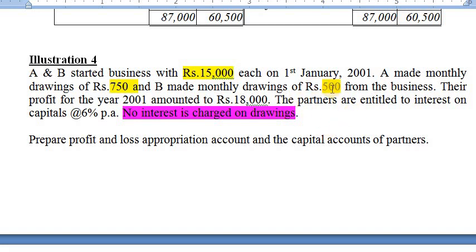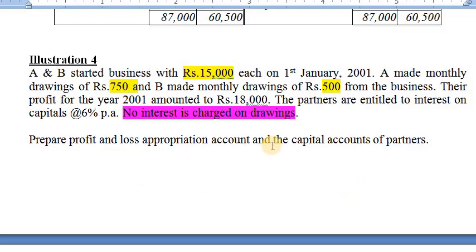Only thing, remember, A is making a monthly drawing of 750 into 12. B's drawing is 500 into 12. 500 into 12 is almost 6,000. And naturally, this man is 6,000 plus 3,000, that is 9,000. That's all. Now let us go to the profit and loss appropriation account.